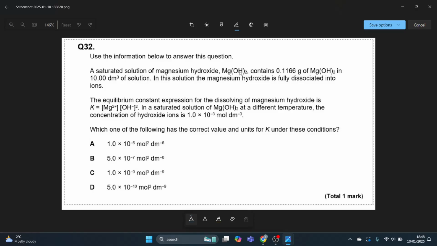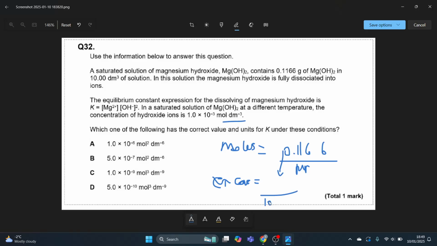Okay, this one is definitely difficult. But I've got an idea of what to do. So mass, 1166 divided by the MR, and then find the concentration, which is moles divided by the volume in dm cubed, so we're in moles per dm cubed, so 10 times 10 to the power minus 3. And obviously I need to find out the MR.